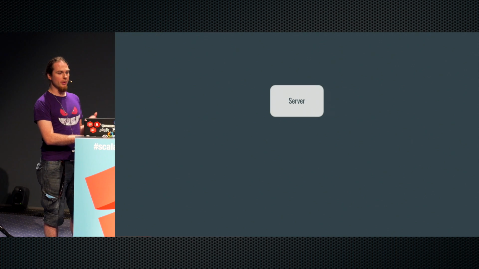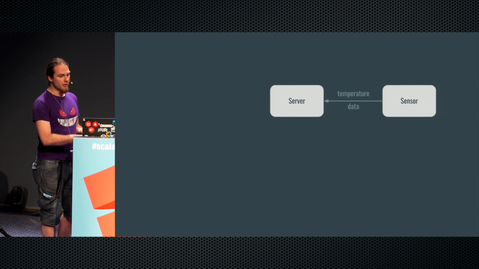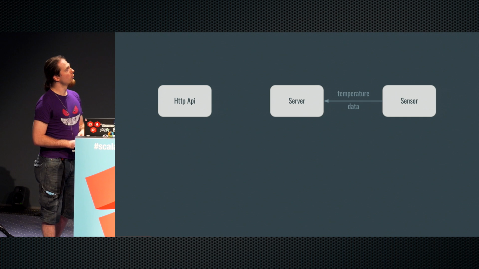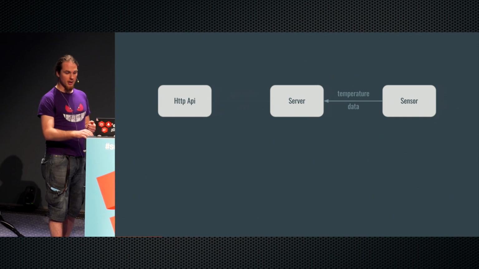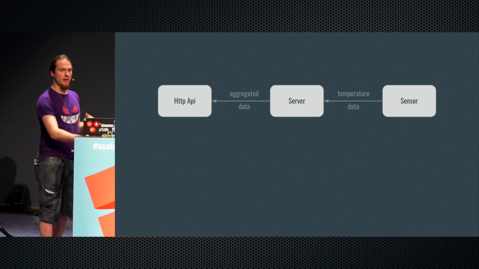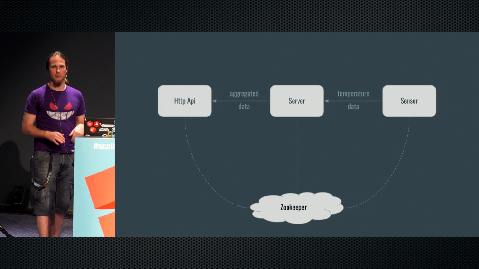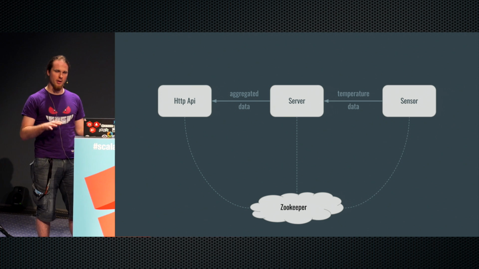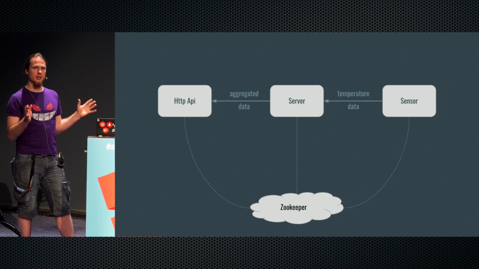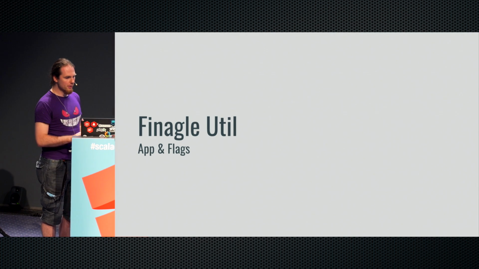The weather system we're building today consists of a server that stores temperature data. There's a sensor that will generate this data and send it to the server. We will also provide an HTTP API that reads the aggregated data from the server and provides an HTTP endpoint. And we will use Zookeeper for service discovery. We will talk about Zookeeper and how these things work together in more detail. But this is the big picture of what this talk will build today.